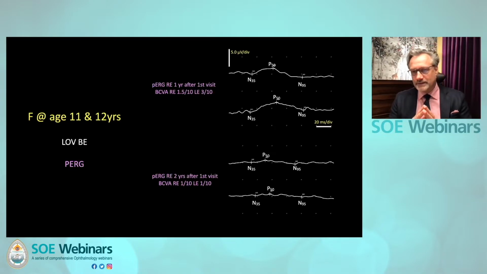When you do a pattern ERG on the top right-hand side, initially 1 year after the first visit, you can see that the P50, expressing input into the retinal ganglion cells, so photoreceptors basically, is down from what is normal. And over time, at the bottom right-hand side of the slide, you can see that it's all flat. The N95 is specific for ganglion cells. They don't get much input if the fovea and perifoveal macula are not working properly.